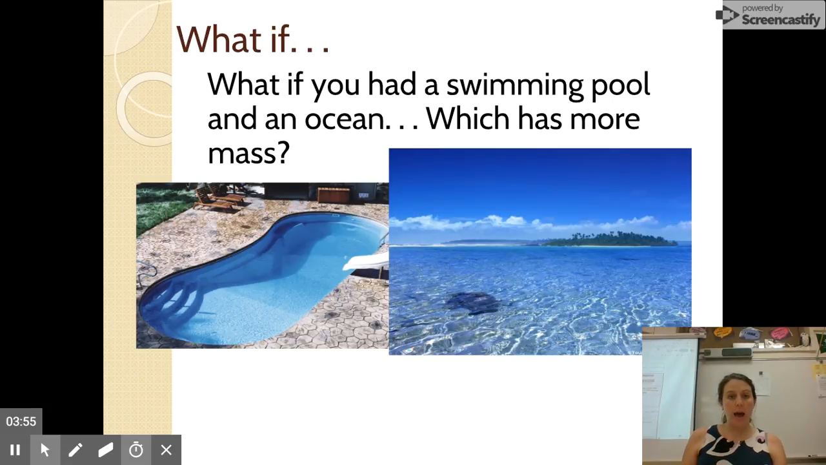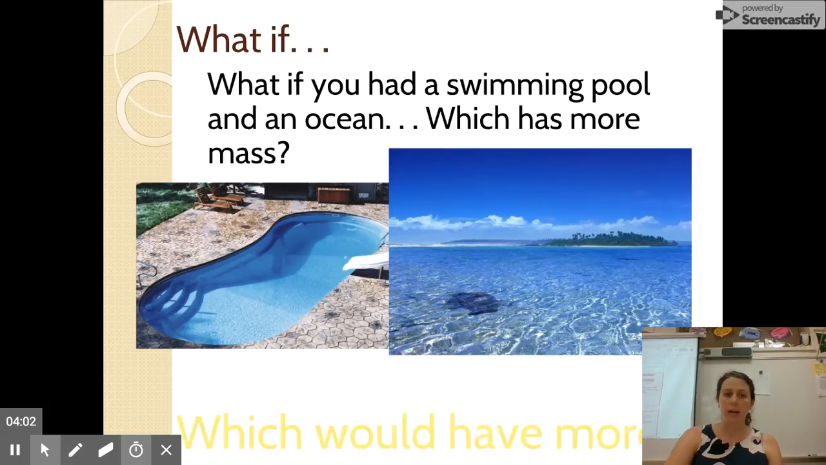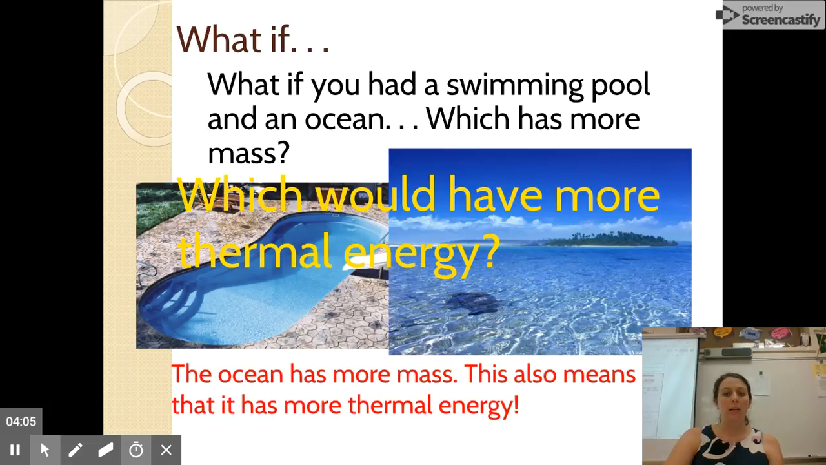So let's go to our what if question. What if you had a swimming pool and an ocean? Which one has more mass? This is really easy and I'm sure you're going to get it. It is the ocean. But which would have more thermal energy? The answer is also the ocean because it has so much more mass. What you're writing is the stuff in red. The ocean has more mass, which means it has more thermal energy because it has more atoms that are moving really, really fast, and you would add together the speed of all those atoms, which would give you a much bigger number.